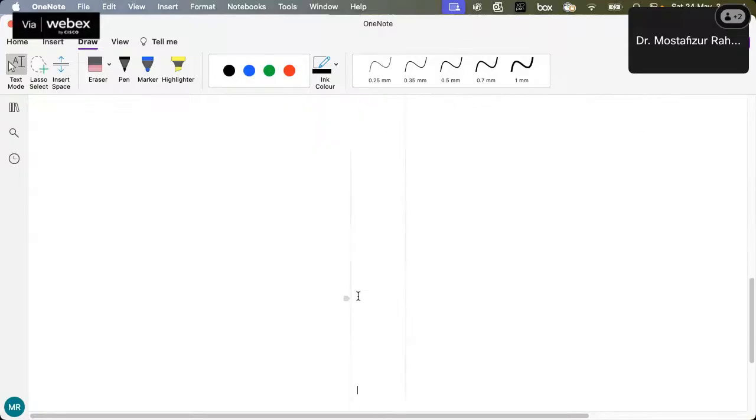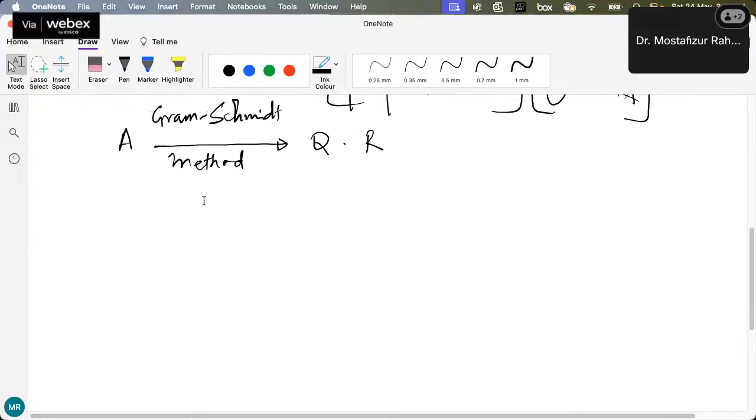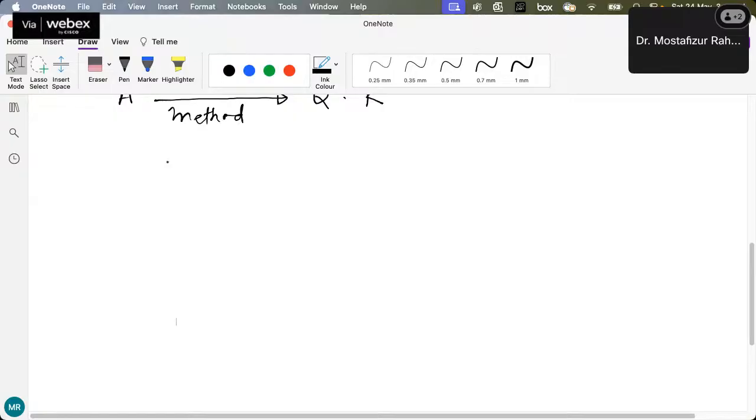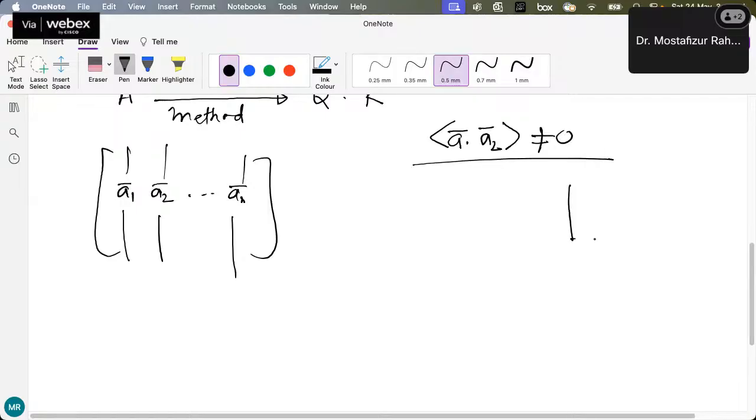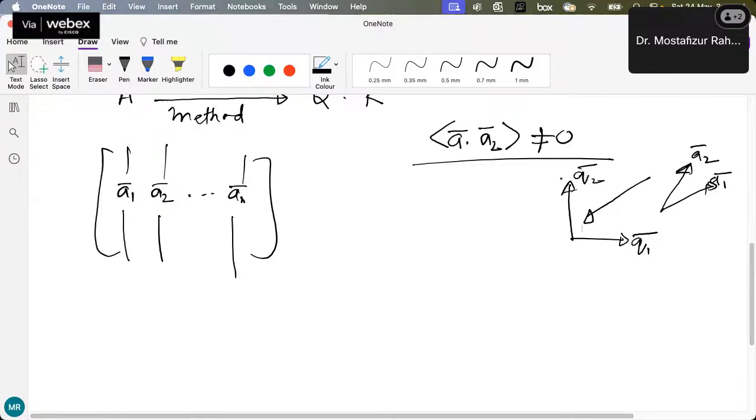So how to do this is that when you have an ordinary matrix A, the components of the matrix are vectors A1, A2, up to AN, right? And these vectors may not be orthogonal. That means A1 and A2 inner product may not be equal to 0. They can be something like this, but I have to prepare from A1, A2 the vectors Q1 and Q2, by doing some transformation such that Q1 and Q2 are orthogonal. So that is the main objective here, right?